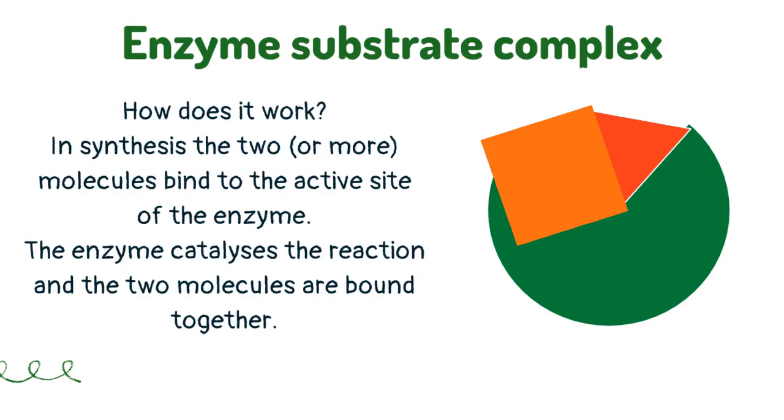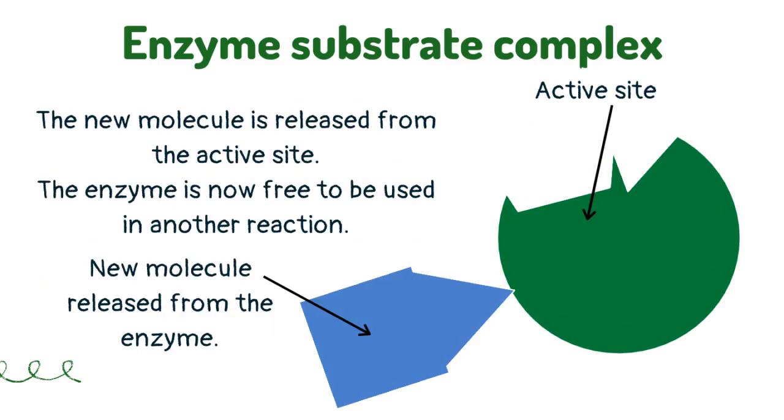During synthesis, the two, or more, molecules bind to the active site of the enzyme. The enzyme catalyzes the reaction and the two molecules are bound together. The enzyme must then release the new molecule. This frees the enzyme to find another two substrates to catalyze.